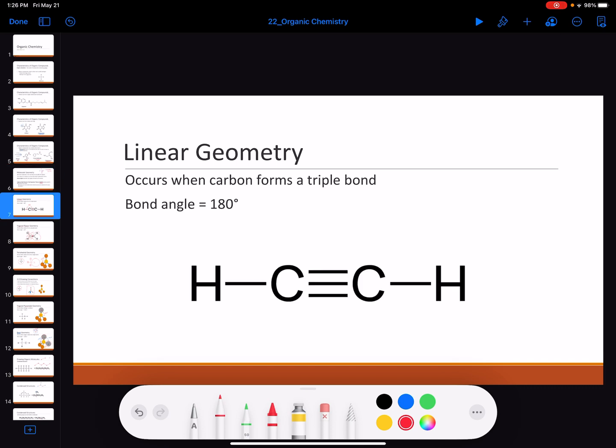So what if you had two things bonded to this central carbon right here? It happens to have a hydrogen bonded to it and a carbon bonded to it, two things. Notice that the electrons trapped in those bonds get as far apart as possible. They go to opposite sides of that carbon, and we get a bond angle of 180 degrees. We say that this is a linear molecule because it's all in a straight line.